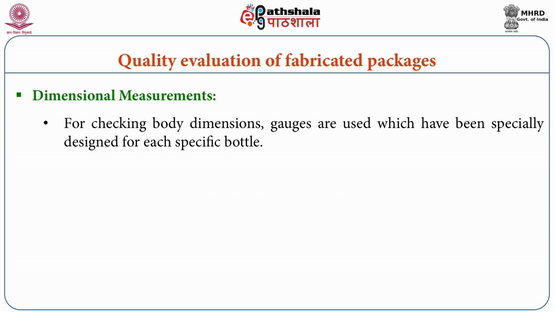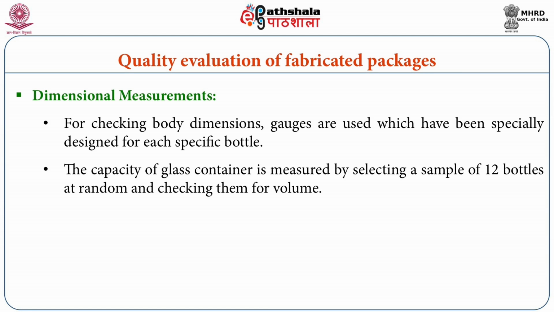For checking body dimensions, gauges are used which have been specifically designed for each specific bottle. The capacity of glass container is measured by selecting a sample of 12 bottles at random and checking them for volume.